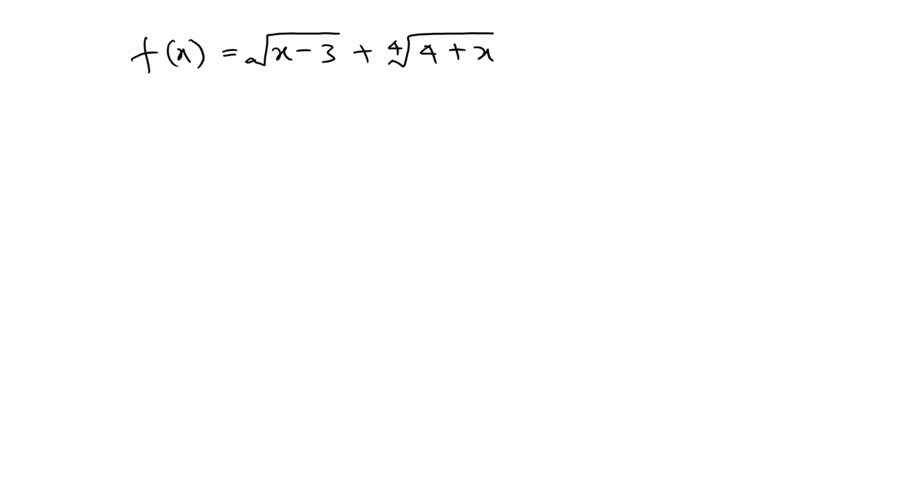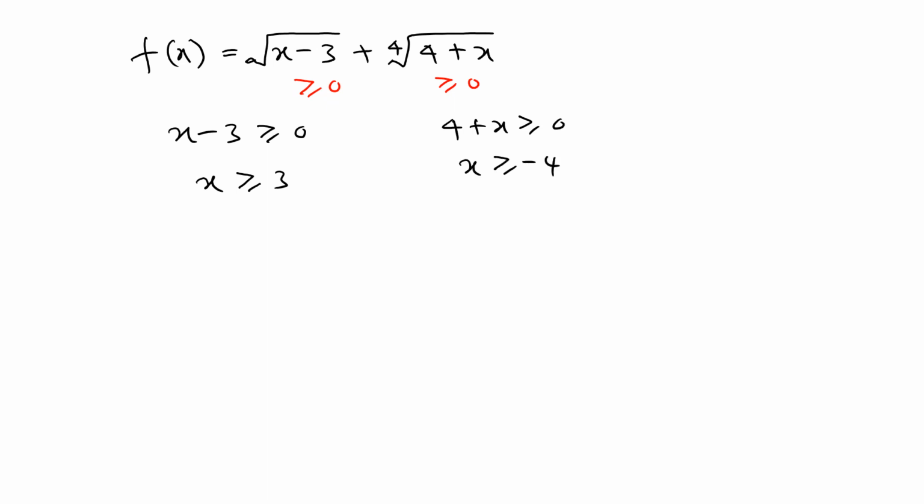So we have f(x) equals square root of (x minus 3) plus fourth root of (4 plus x). As we discussed, this has to be greater than or equal to 0, and this has to be greater than or equal to 0. So we solve them separately. Let's look at the first one: x minus 3 greater than or equal to 0. This is very easy to solve. This says that x is greater than or equal to 3. The second one says that 4 plus x is greater than or equal to 0. In other words, x is greater than or equal to negative 4.